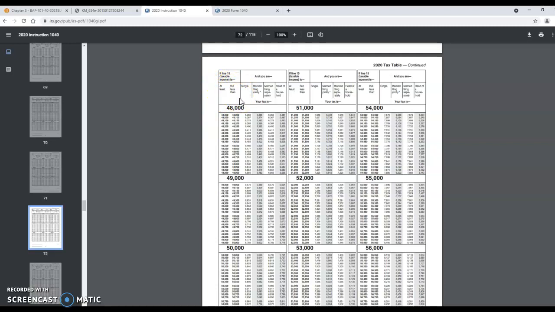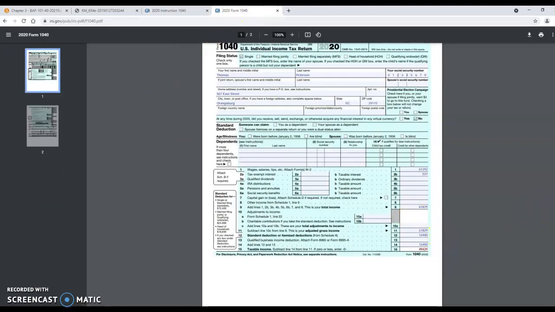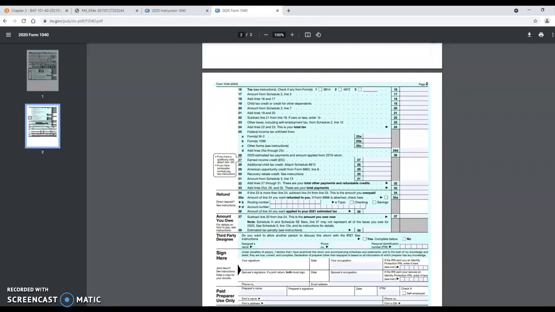So he has 49,429. So that's at least 49,400, and it's less than 49,450. So we're going to use this row here. And we're going to go across and notice these filing sections. He's single, so he'll be this first column. So 49,400 to 49,450, we go across, and in the single column, 6,664. Okay? So his tax goes on page 2, the tax, line 16.